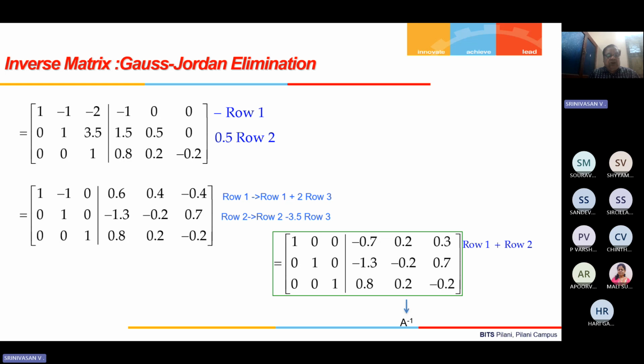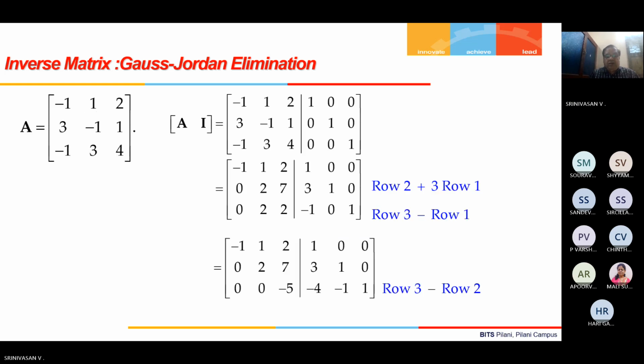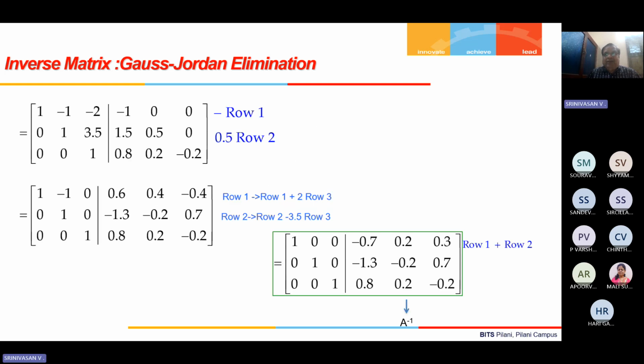So the third one also we can do that way. You just see that 0, 0, 1 you should get, isn't it? So you can divide by minus 5, isn't it? You divide by minus 5. Okay, so you get 1.